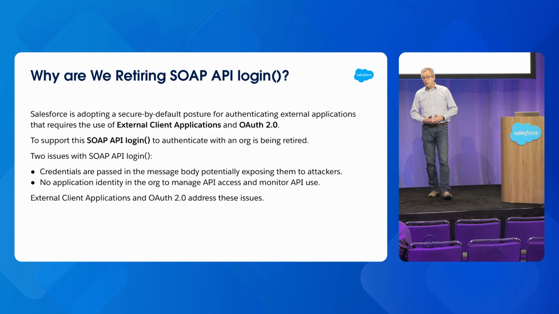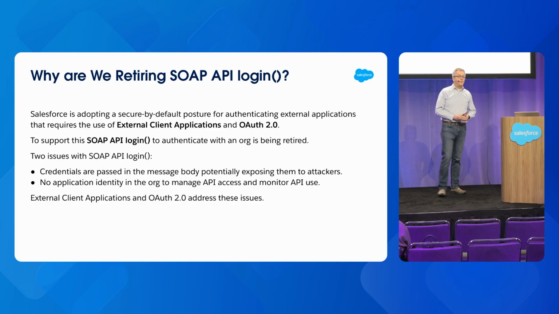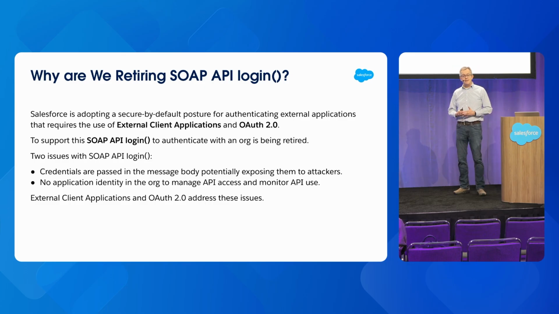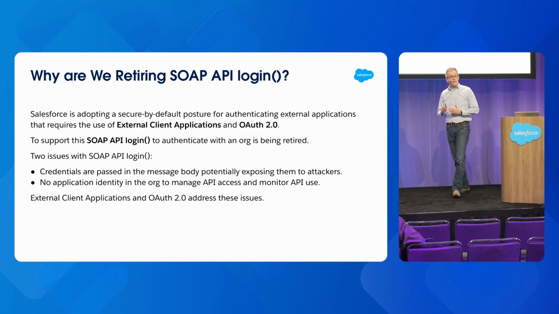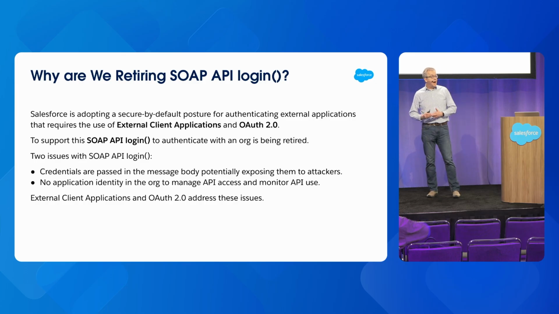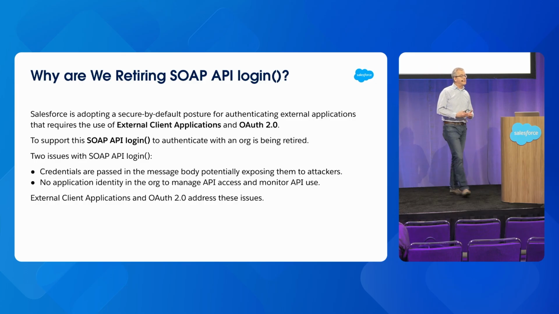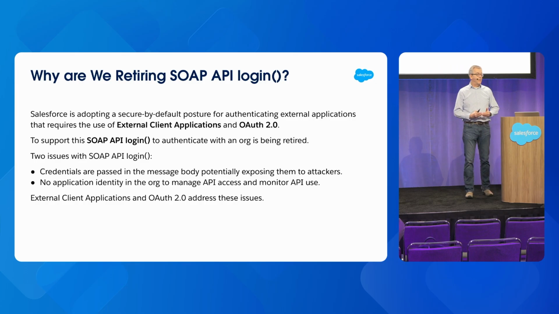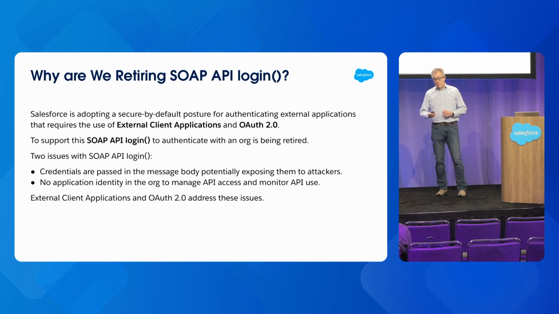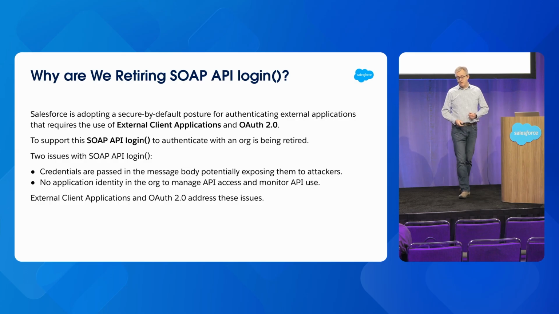Just as an anecdote to that, I'm also responsible for the API version retirement, and working with customers trying to identify applications that are using specific versions of the APIs is very difficult because there isn't an explicit application identity if they're using SOAP API login. So this is going to also address that sort of management and visibility issue. And with ECAs and OAuth 2, we address both of those issues.